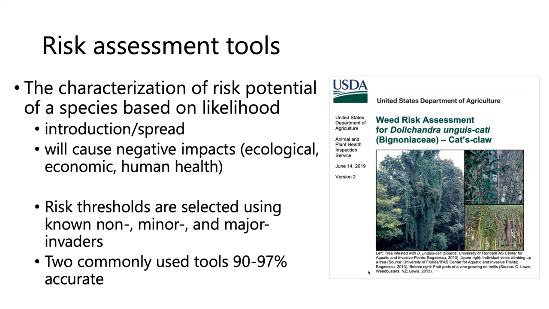The two most commonly used tools in weed risk assessment or plant risk assessment are the Australian Weed Risk Assessment and the USDA PPQ WRA. These tools have been tested for accuracy. I know the AWRA has been tested across multiple geographies, and it's pretty accurate, around 90 to 97% accuracy at predicting major invaders.